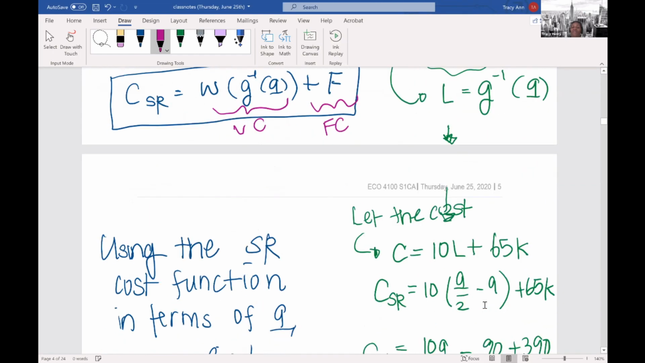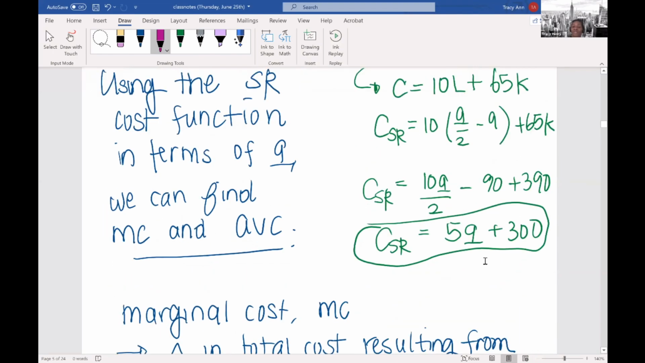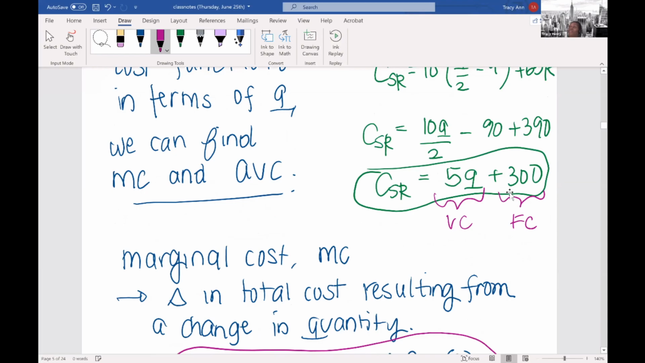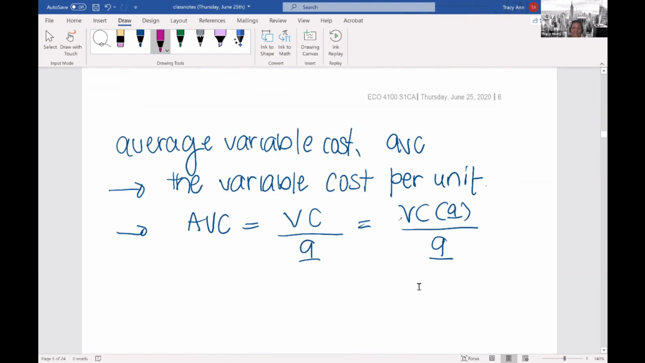If you look on our little example here in the green, then you would call 5Q your variable cost, and you would call 300 your fixed cost. Because notice, if I increase my quantity, 300 is going to remain 300, but 5Q will change as I change my quantity. So this is your average variable cost.